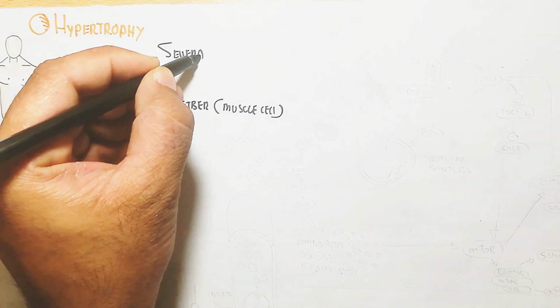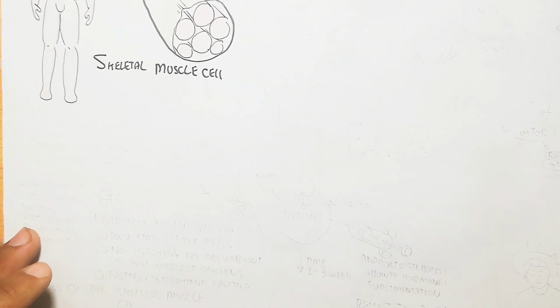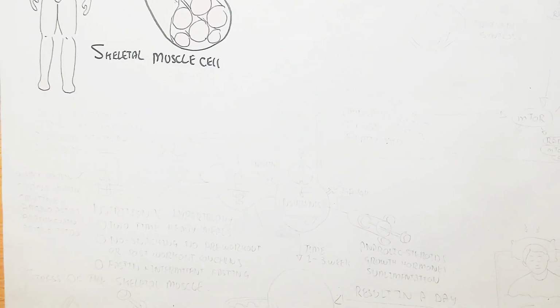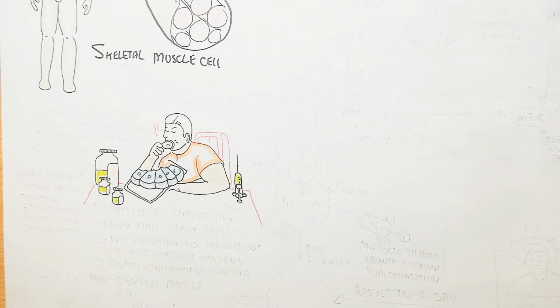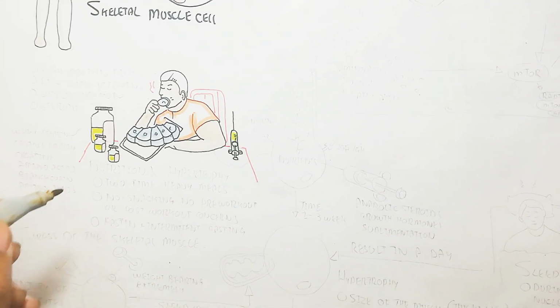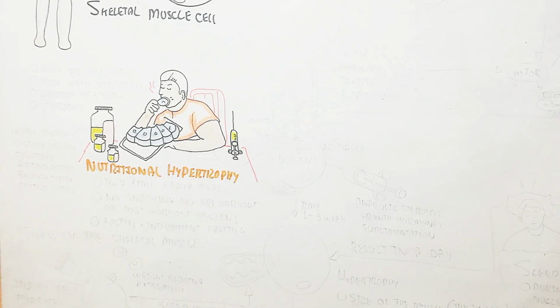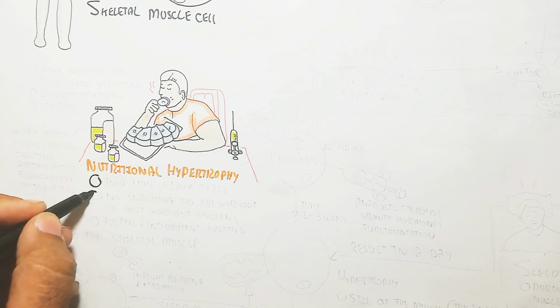Several stimuli will affect the skeletal muscle cell and lead to growth. Hypertrophy means the growth of the muscle cell, an increase in size, rather than atrophy, which means a decrease in size. So number one is nutritional hypertrophy.